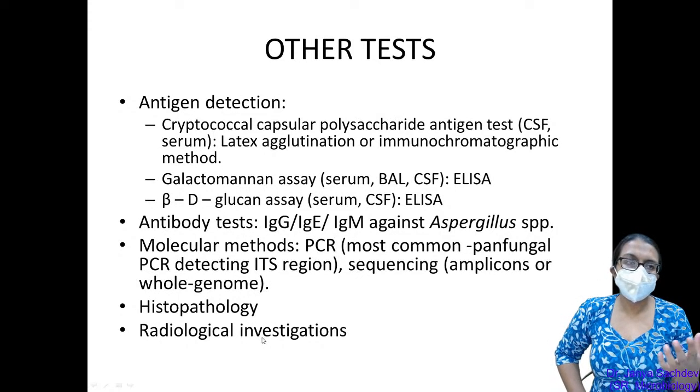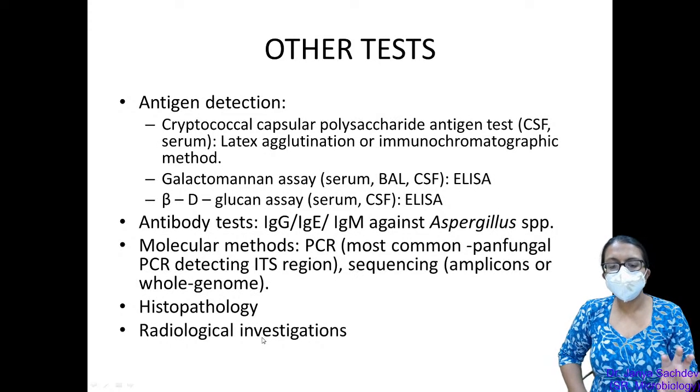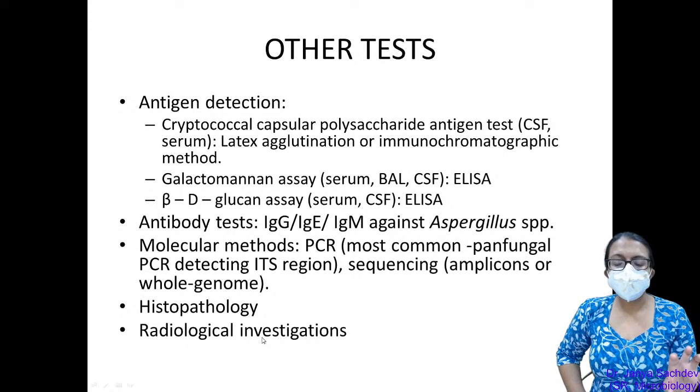For example, the GMS or Gomori methanamine silver stain is quite often used to look for fungal elements in histopathology, or they may do the mucicarmine stain for cryptococcus. So histopathology also plays an important role, because sometimes they may pick up things that may be missed in mycology.